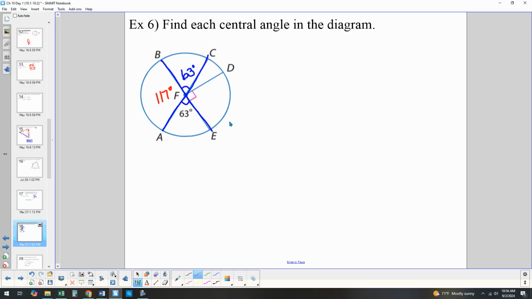Same is going to be true on the other side. 63, this angle, and this 90 would have to add to 180 as well. So if I take the 63 plus 90, I get 153. And 180 minus that 153 would be 27 degrees.